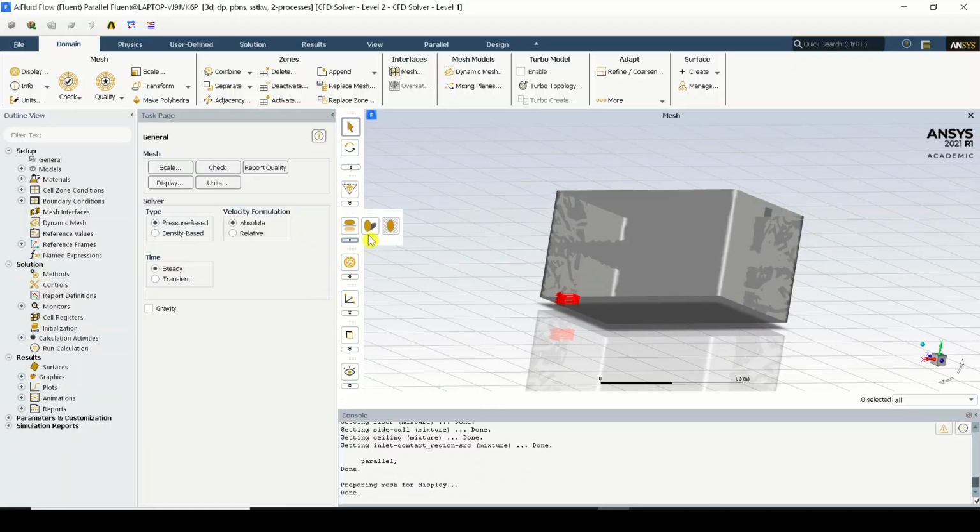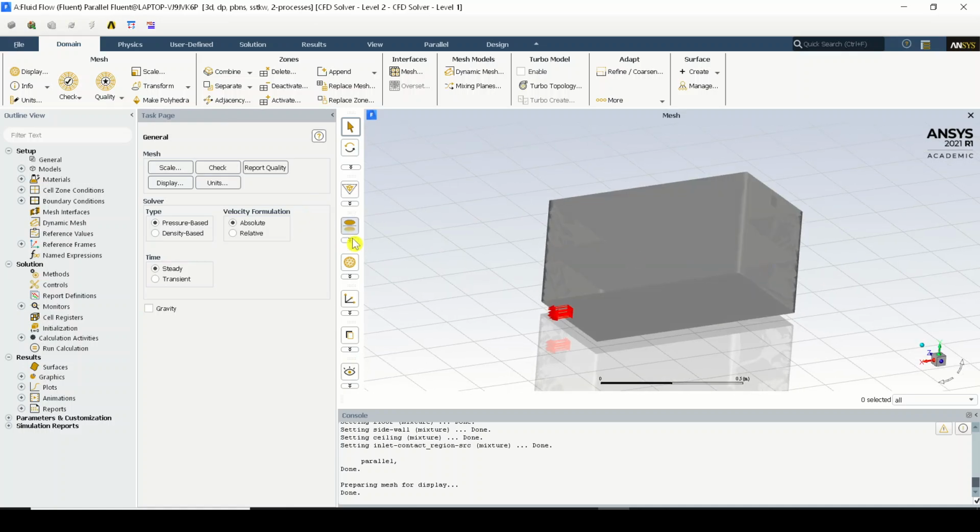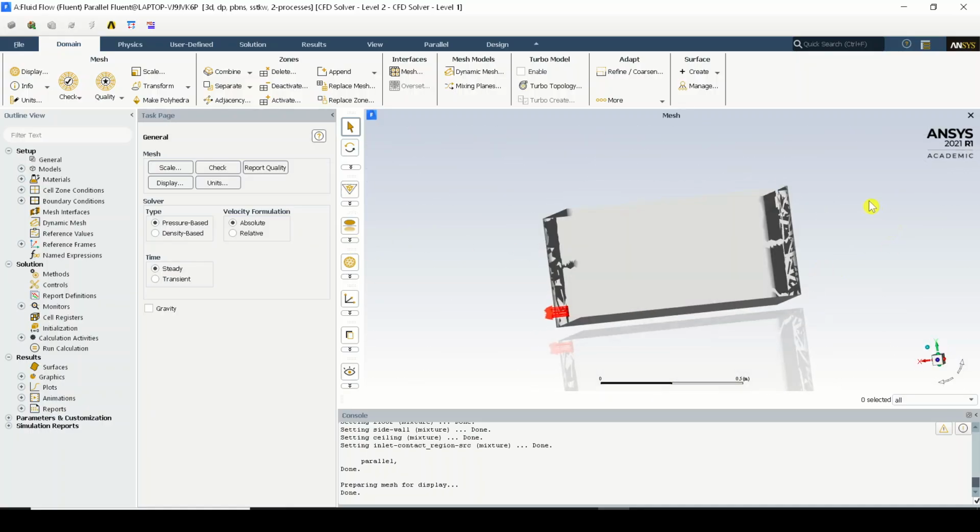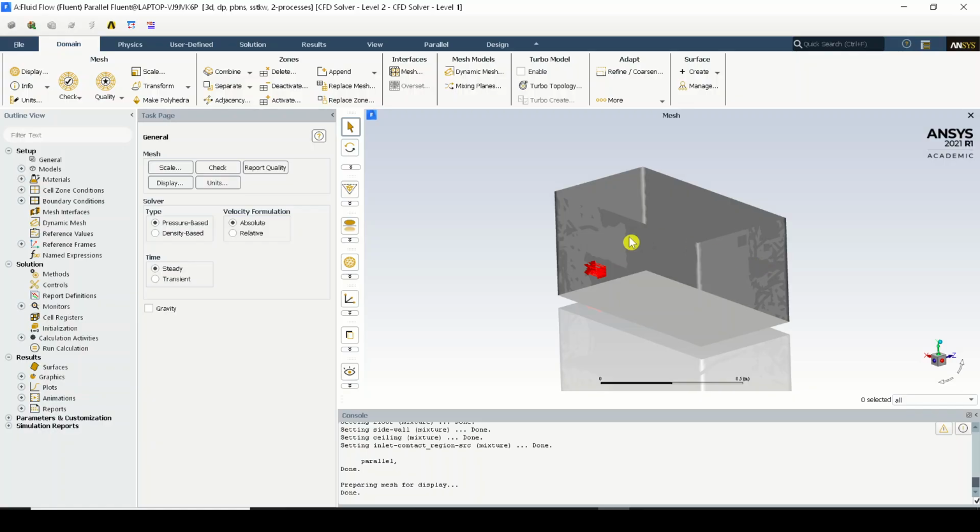There are certain options over here which you can utilize, and we can turn off the shadows or the background floor-like feature which is being displayed in the form of grids. So that will help us to simplify the visualization as well.